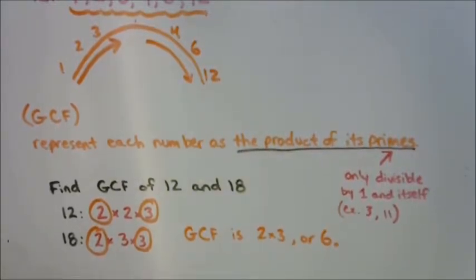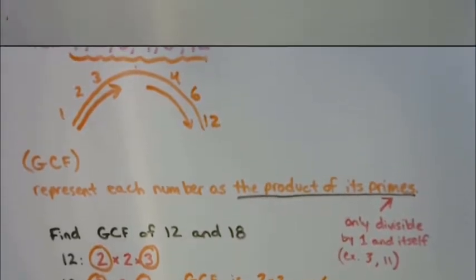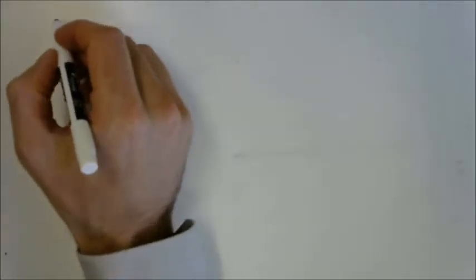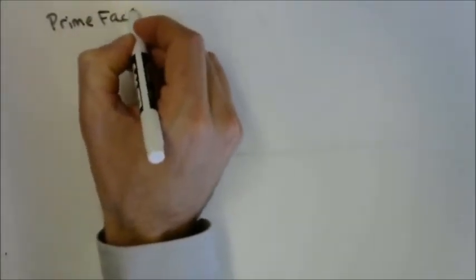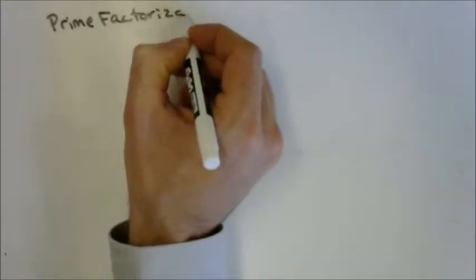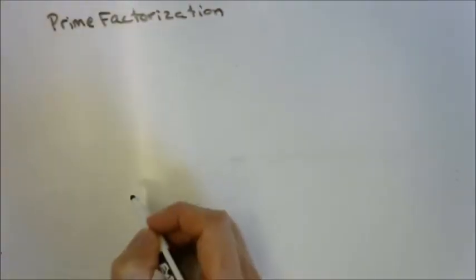Mr. B, couldn't you just do it like you're labeling all the... So when you're in a situation where you need to represent a number as a product of its primes, you can use this strategy for prime factorization. That means splitting a number into its primes.